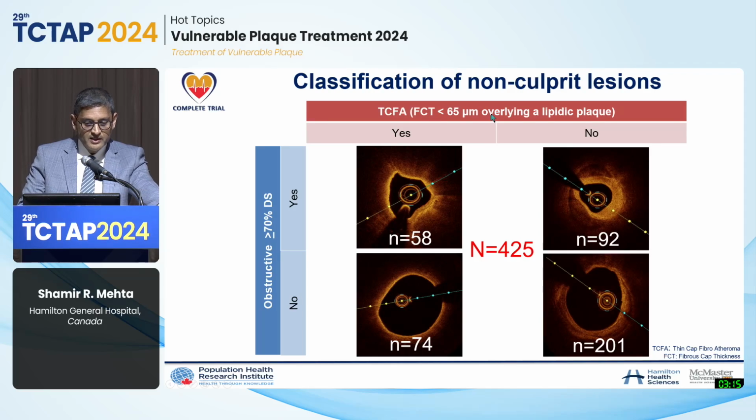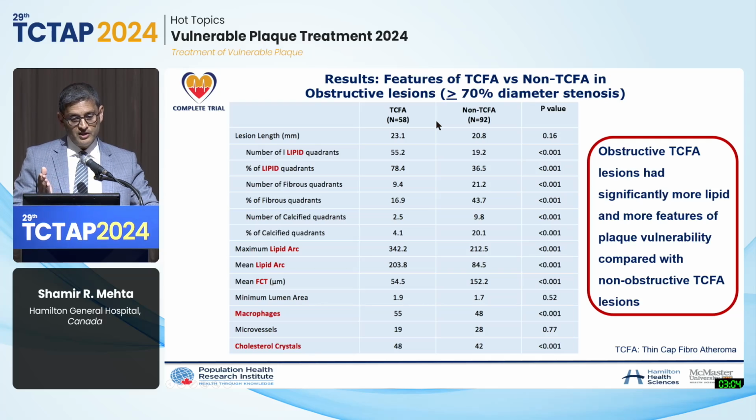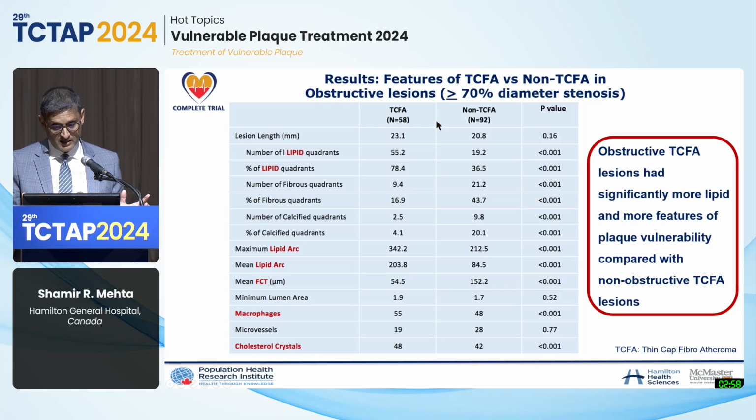Now, if we look at the lesions and we categorize them as to whether they are obstructive, so they're more than 70%, and as to whether or not there's a TCFA there or not, what we find is that in the obstructive lesions, so we're only looking at tight lesions now, and we compare the TCFA to the non-TCFA, obstructive TCFA lesions have significantly more lipid. There's more features of plaque vulnerability compared with non-obstructive TCFA lesions. This is really important, and this may explain why there's a benefit of complete revascularization, at least with an angiography-guided strategy. Obstructive lesions are much more likely to harbor a TCFA than a non-obstructive lesion is.